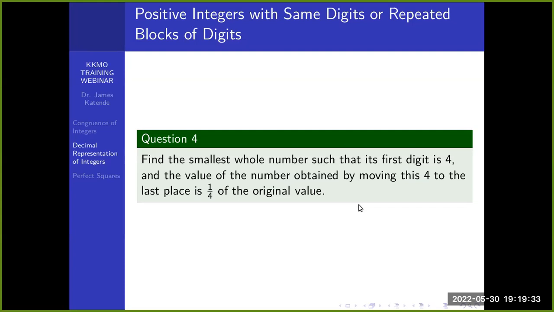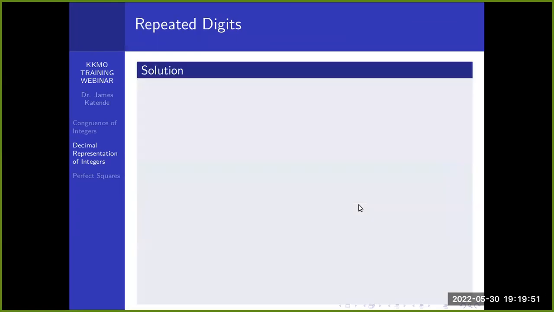So I hope everyone has had a look at the question sufficiently. So I'll move to the solution now. If you need to look at the question again, you can always ask me to scroll back.